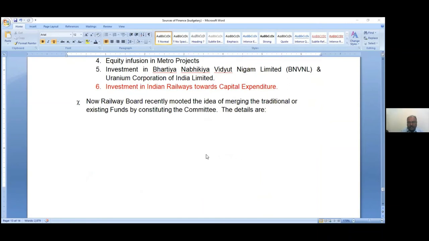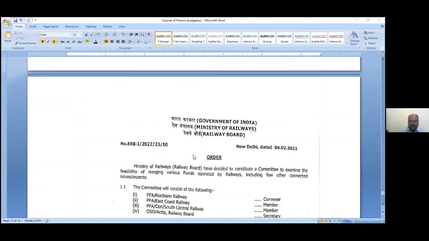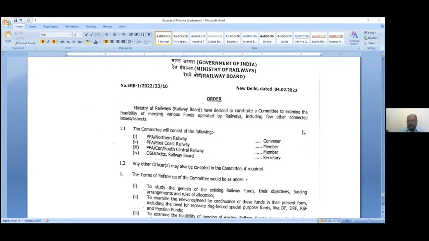And we will discuss this almost to the conclusion. But the Railway Board recently mooted the idea of merging all the funds we have discussed, that is the development fund, DRF, capital fund, safety fund. All these funds, now the government has proposed merging. They established a committee. We'll check the Railway Board letter, recently issued on February 4th. The committee consists of PFA Northern Railway, PFA East Coast Railway, PFA Construction South Central Railway, and OSD Accounts, Railway Board, as the secretary.